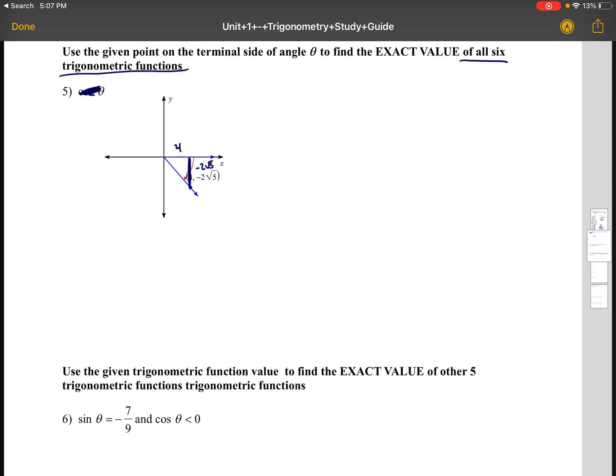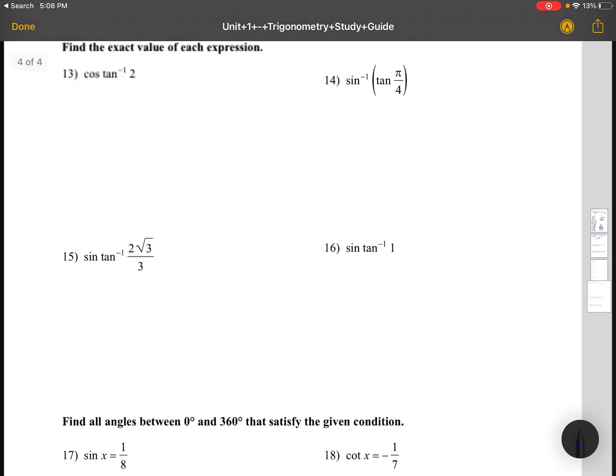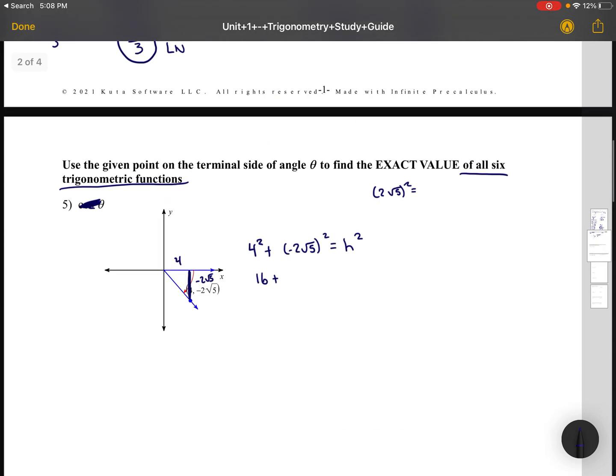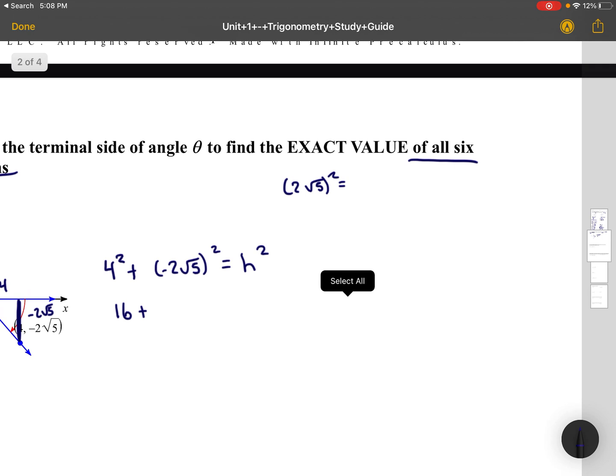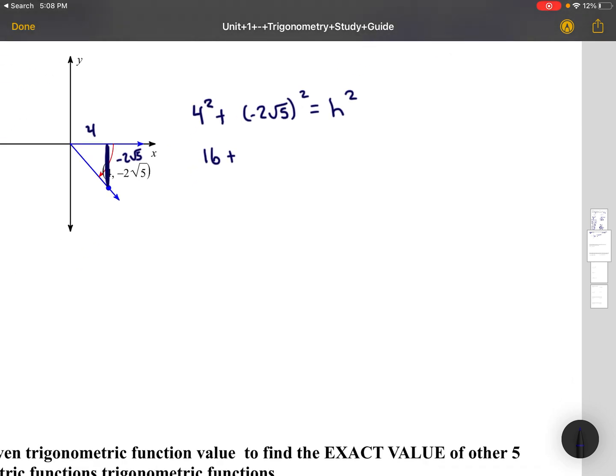So we need to find the hypotenuse. So we're going to do 4 squared plus negative 2 square root 5 squared equals the hypotenuse squared. That is 16 plus, the way we square a square root, 2 square root 5 squared, you square the outside, that's going to be 4, and you square the square root, so that's 4 times 5, which equals 20. So 16 plus 20 equals h squared. We get 36 equals h squared, so h equals 6. Hypotenuse is always going to be positive, never negative. H equals 6. So we're going to put a 6 right here.